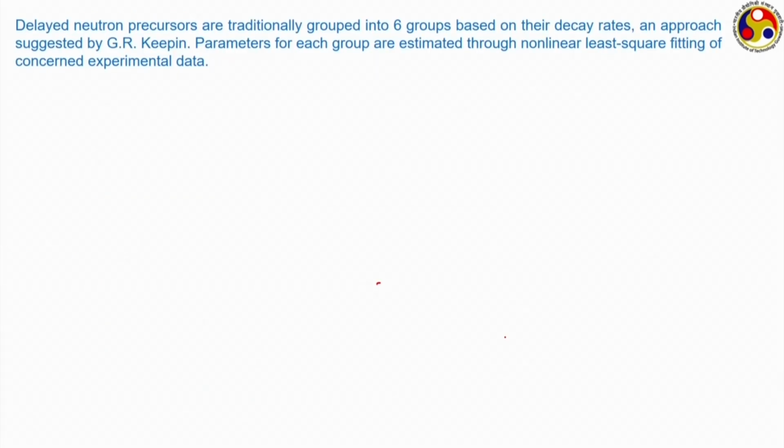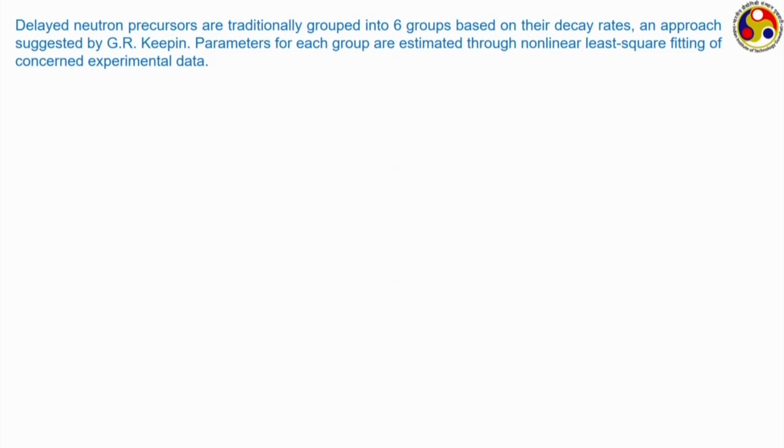That means, for successful modeling of that particular kind of chain, we need to consider at least 5 isotopes. And there can be much longer chains which involve several kinds of isotopes, and therefore it is not possible to treat each of such isotopes separately. Rather, G.R. Keepin and his co-workers have proposed to combine these isotopes into 6 groups.